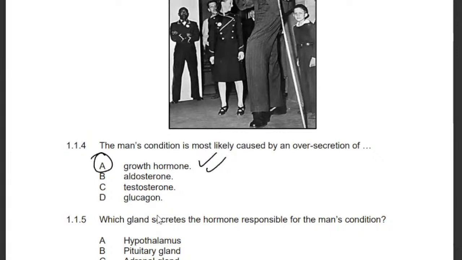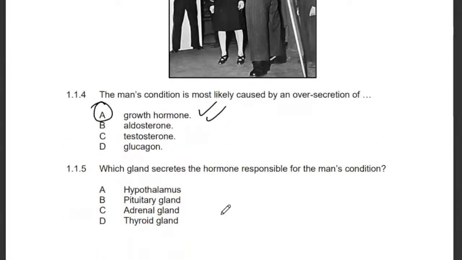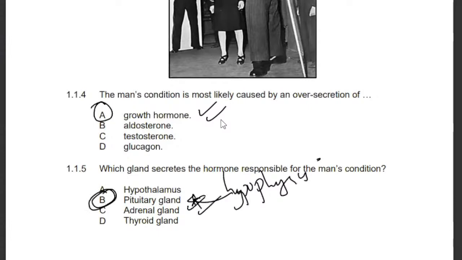Then we go to the next question: which gland secretes the hormone responsible for the man's condition? Where is this hormone being produced from? It's produced from the hypophysis, or sometimes we call it the pituitary gland. Don't forget that the pituitary gland produces a number of hormones. Among these hormones, we have the growth hormone. Therefore, the answer becomes B, and you get 2 marks there.